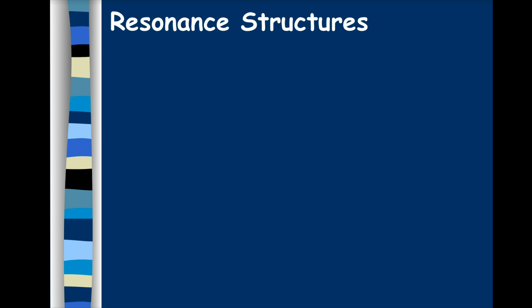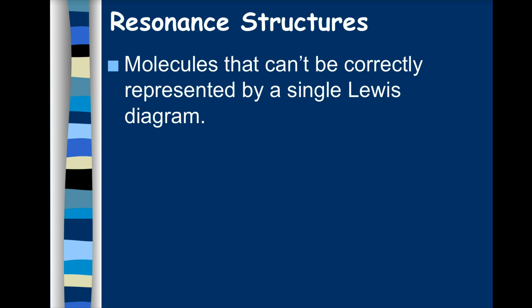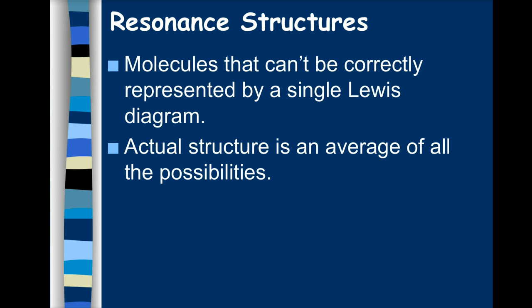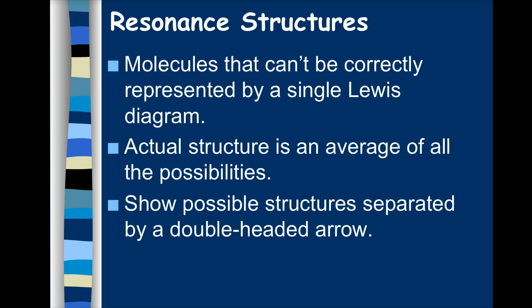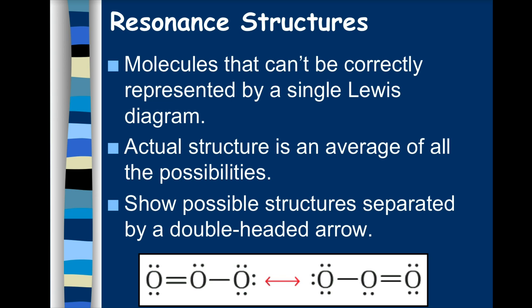Okay. Now, sometimes we have what are called resonance structures. Resonance structures are molecules that can't be correctly represented by a single Lewis diagram. So the actual structure is really an average of all the possibilities. What we do is show the possible structures separated by a double-headed arrow. So the example I have here is ozone.